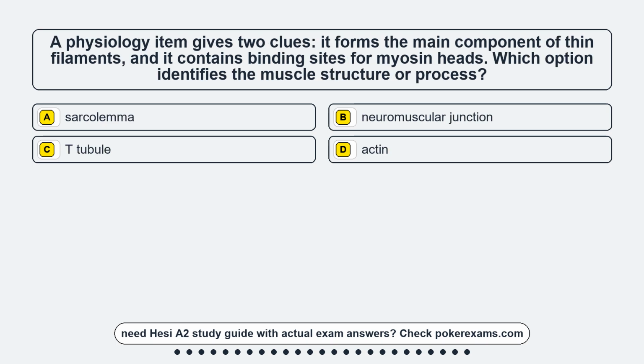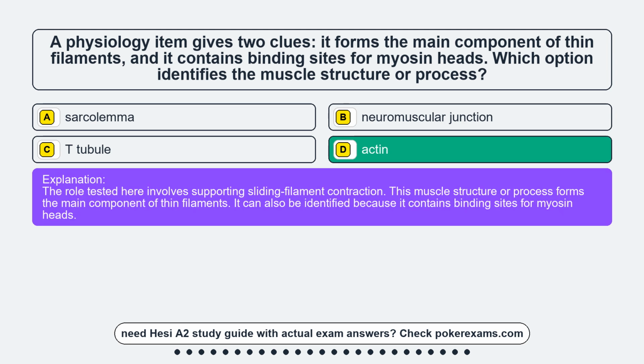Question 16. A physiology item gives 2 clues. It forms the main component of thin filaments, and it contains binding sites for myosin heads. Which option identifies the muscle structure or process? Option A, sarcolemma. Option B, neuromuscular junction. Option C, T-tubule. Option D, actin. The correct answer is option D, actin.